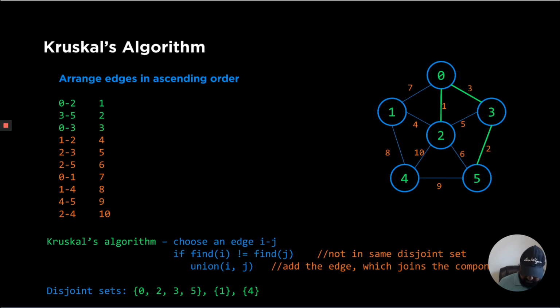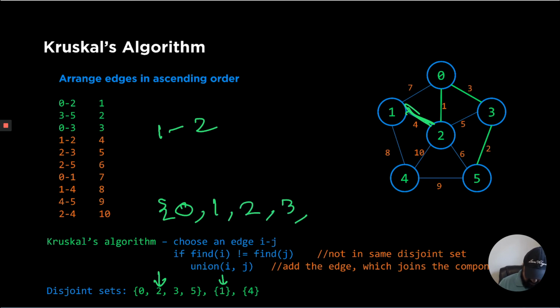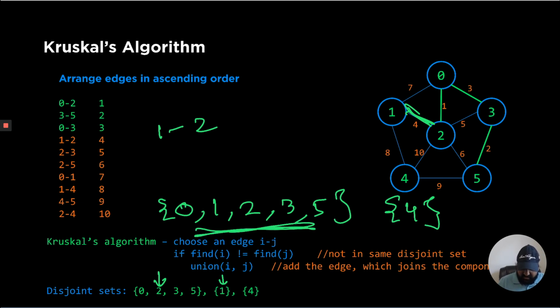Next, this is our input to the next iteration. We are going to see 1 and 2. So for 1 and 2, we can see that visually it is not creating a cycle, and 1 is in this set and 2 is in this one. So again, we are going to merge them, which is now our set would look something like this: 1, 2, 3, 5, and then 4 will be another. So again, just a reminder, we'll stop when the disjoint set is just one set that contains all the vertices. So we add 1, 2.